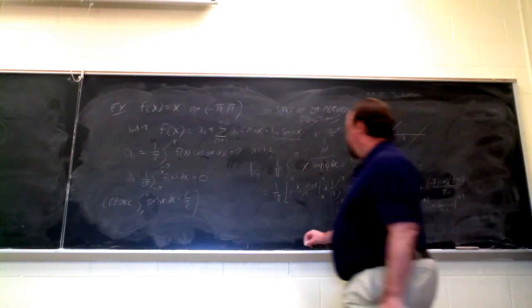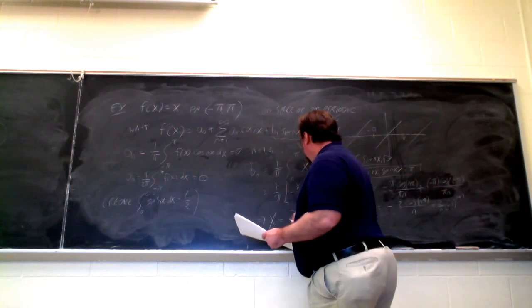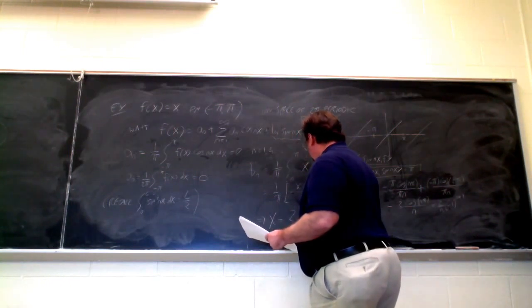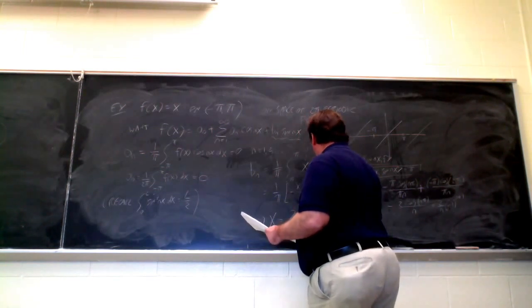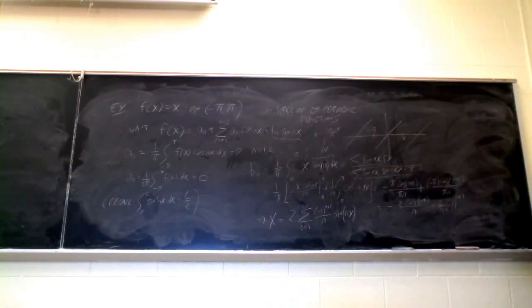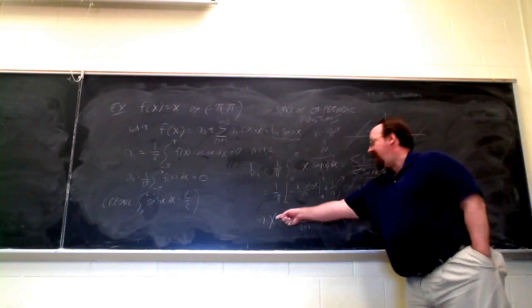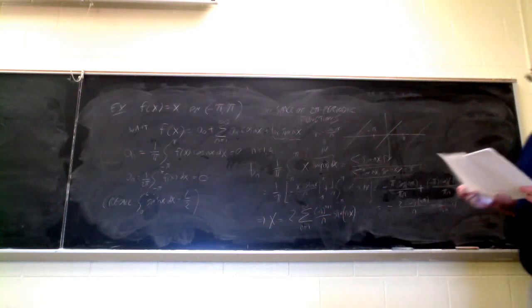So now we can say that our series for x is 2 sum n equals 1 to infinity of minus 1 to the n plus 1 over n times sine nx. Now it seems strange that we can express this function x, which has a discontinuity in its 2 pi periodic extension, as an infinite sum of functions that are plainly continuous.